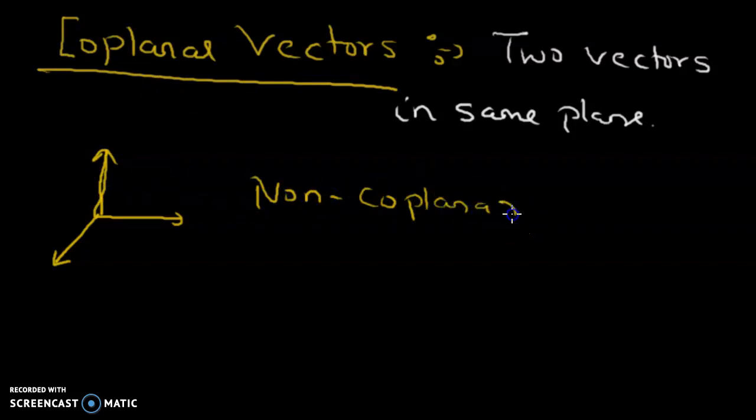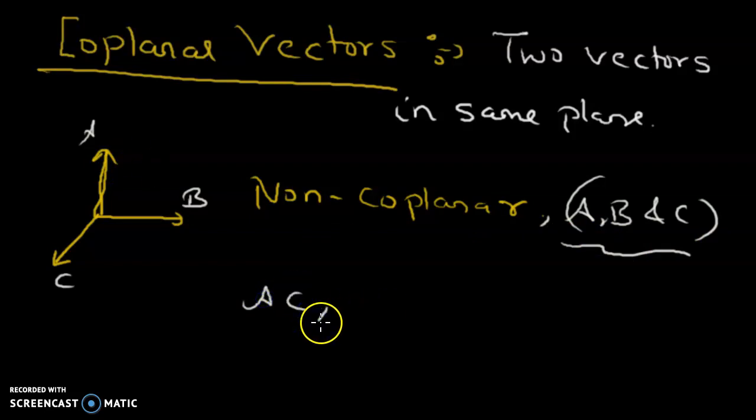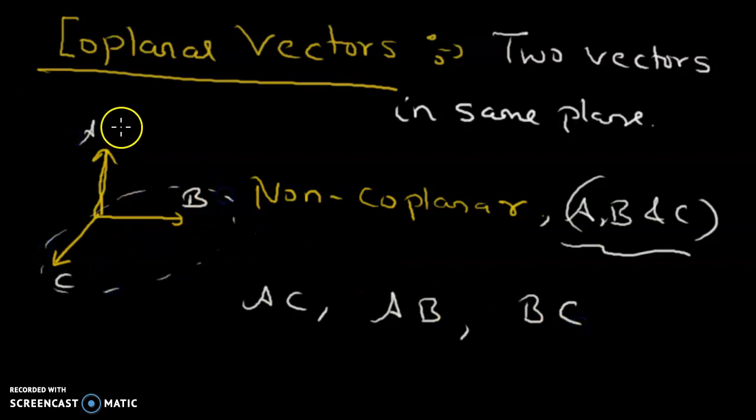But if you take any pair from A, B, C, A and C are also coplanar. A, B, C together, these all three are not coplanar. But A, C are coplanar, A, B are coplanar, B, C are coplanar. The B, C plane is this plane, so they are in the same plane. The AC plane is this plane, and the AB plane is this plane. So these are coplanar vectors.